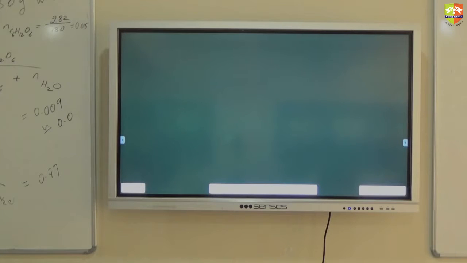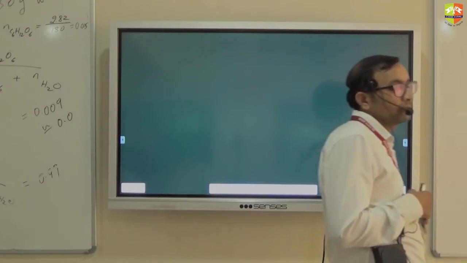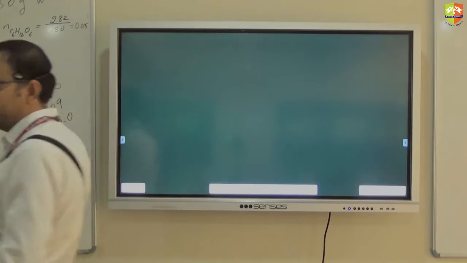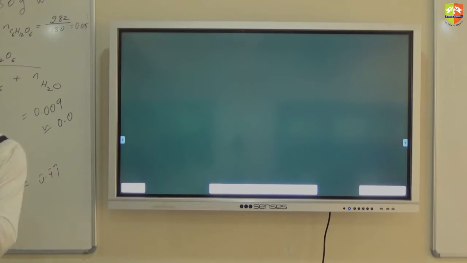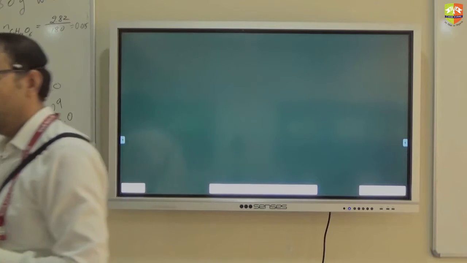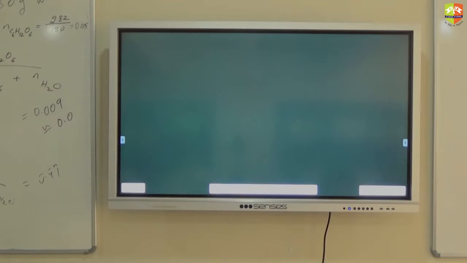Understood? Yes, sir. At a certain instant, when the distance AB is equal to AC and is equal to 1 kilometer, understood? At this instant, when AB is equal to AC is equal to 1 kilometer, B decides to overtake A before C does. So B will be behind A. Then only it can overtake A before C does.